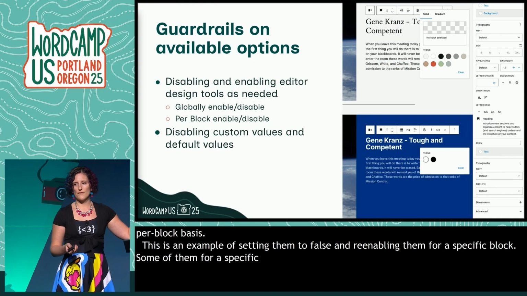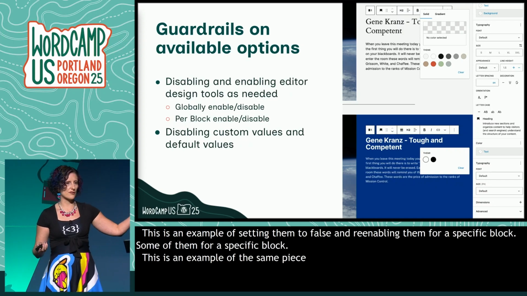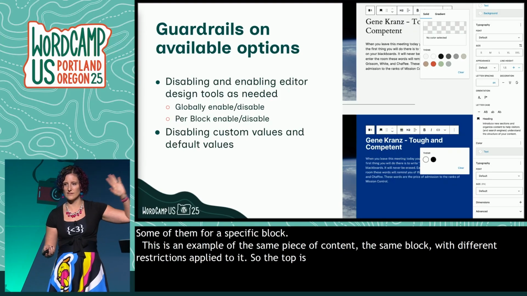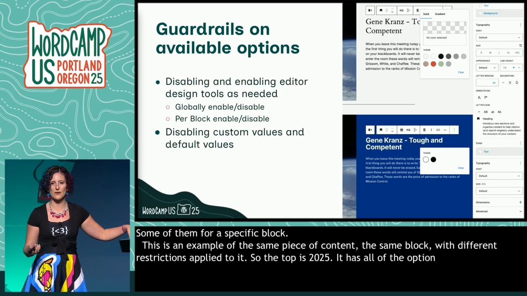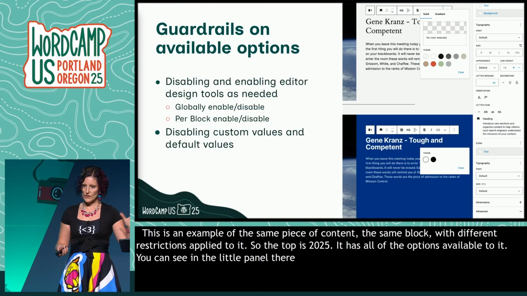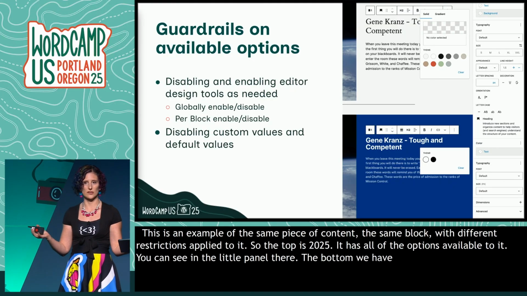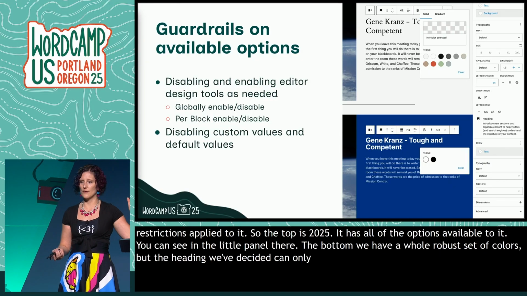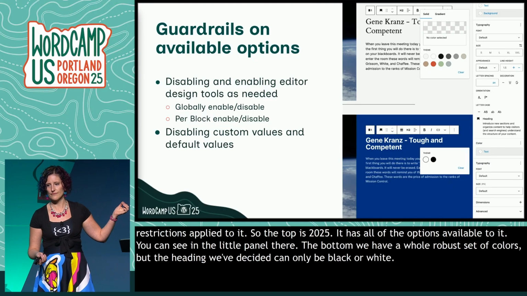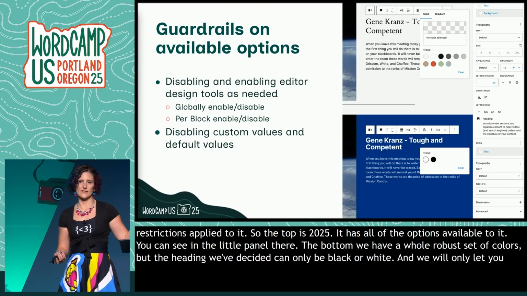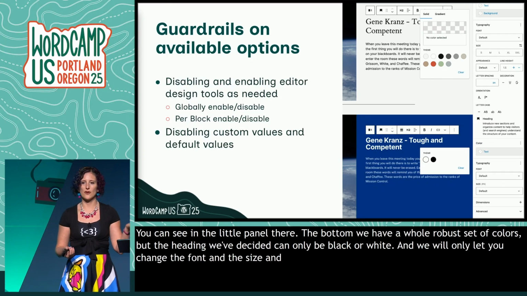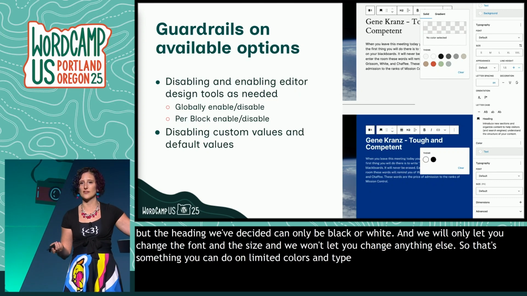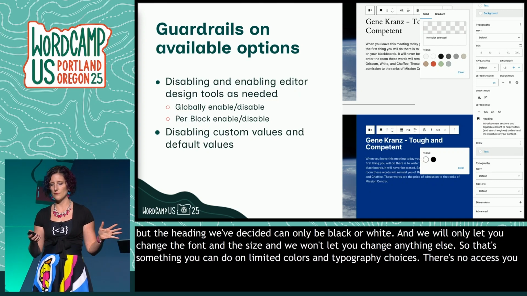This is an example of the same piece of content, the same block, with different restrictions applied to it. So the top is 2025. It has all of the options available to it. You can see in the little panel there. The bottom, we have a whole robust set of colors, but the heading we've decided can only be black or white. And we will only let you change the font and the size. And we won't let you change anything else. So that's something you could do. Limited colors and typography choices. And there's no access, you can see here, no access to custom values. So we only let you do those things.